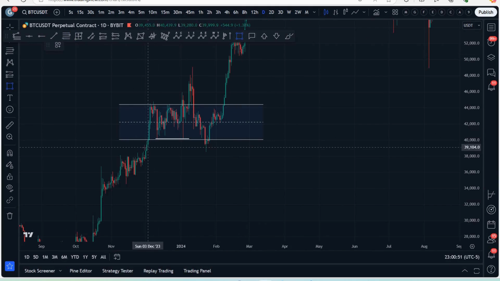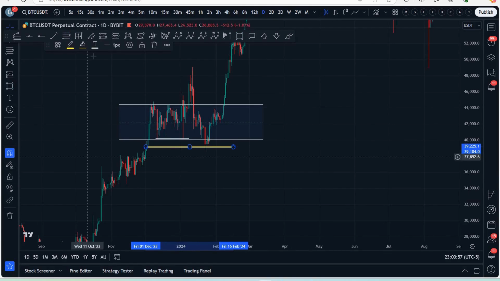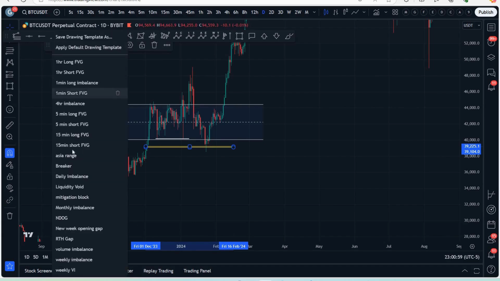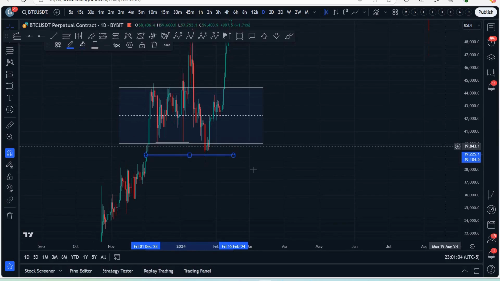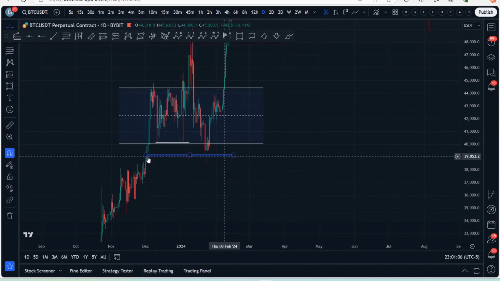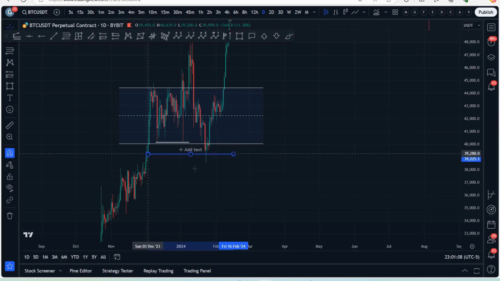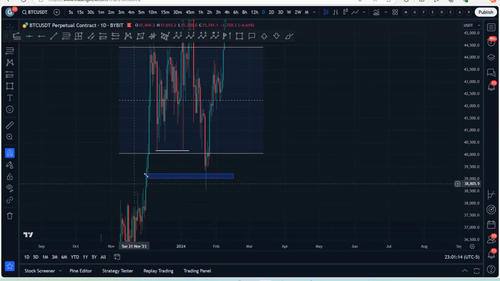Again, we have our support area here. I'm sorry, I'll try to get it right here. That's a daily fair value gap here that we had. I can barely get it there. Here, and it got filled.